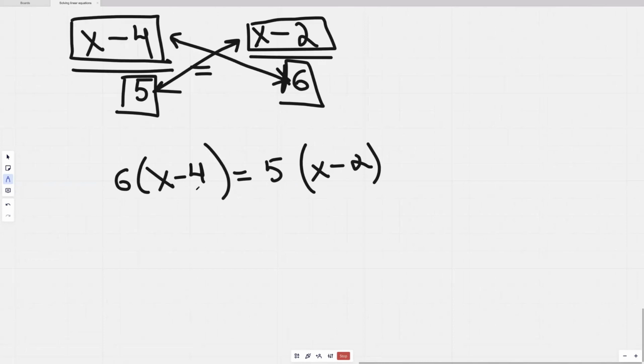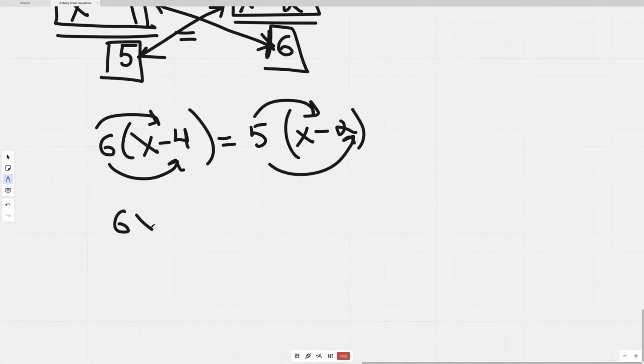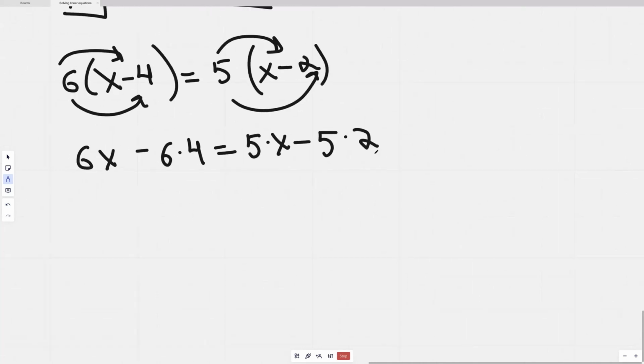So then this will be equal to, we should expand the brackets first, multiplying to x and to minus 4, and then to x and minus 2 as well. So 6x minus 6 multiplied by 4 is equal to 5x minus 5 multiplied by 2. Then 6x minus 24 is equal to 5x minus 10.